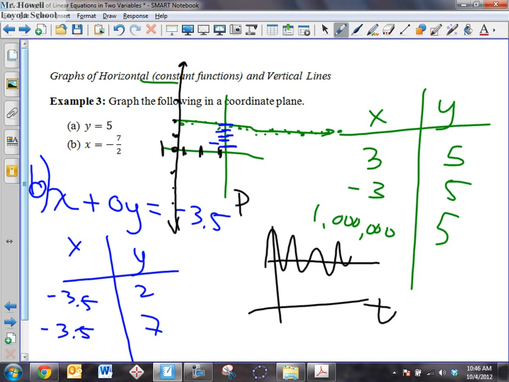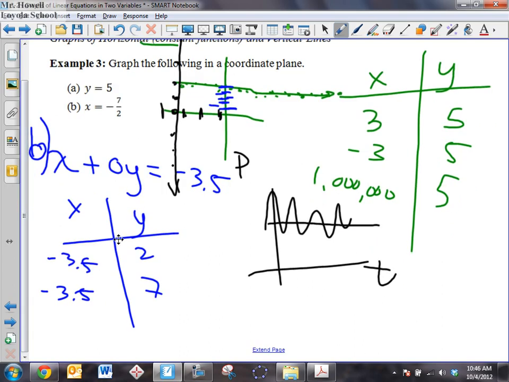A vertical line. Now, here's a question for you, maybe even tougher. What's the slope of this horizontal line? Zero. And take a look, everybody. When we wrote this equation earlier, we wrote y plus 0x equals 5, right? Well, there's the slope right there, zero. That's why it's a horizontal line. This one doesn't help me too much with slope, but just tell me, what's the slope of a vertical line?